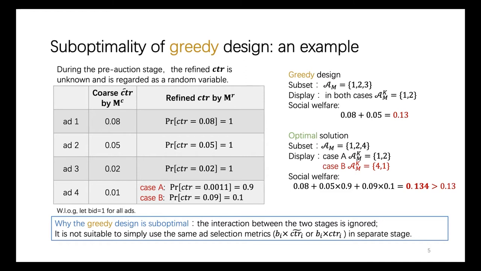If we use the greedy design, the output of the pre-auction subset is ads 1, 2, and 3, and the final display is always ads 1 and 2. However, the optimal solution is to select ads 1, 2, and 4 in the pre-auction. Then the displayed ads are 1 and 2 in case A, and 4 and 1 in case B. We note that a reason for the suboptimality of the greedy design is that the interaction between the two stages is ignored. It is not suitable to simply use the same ad selection matrix B times CTR in both stages separately.